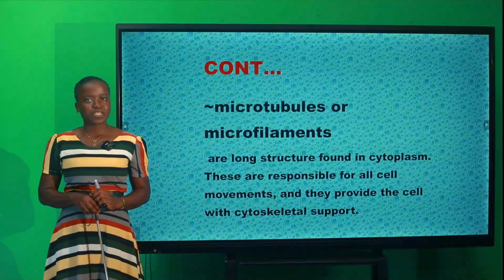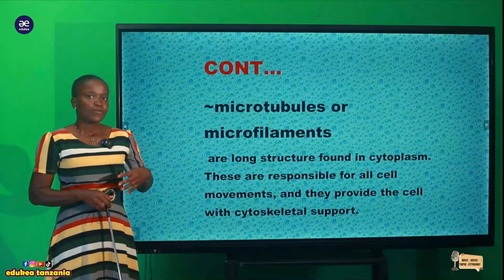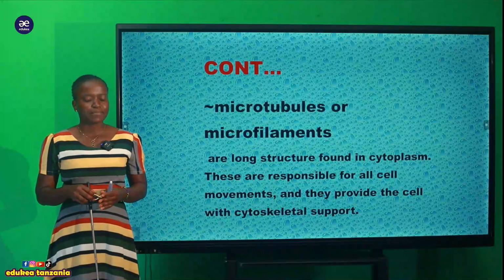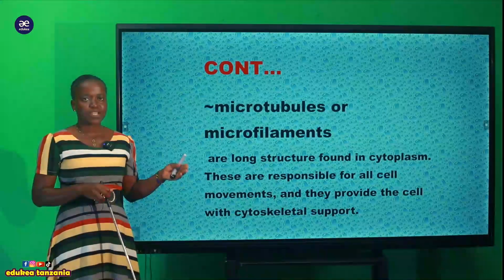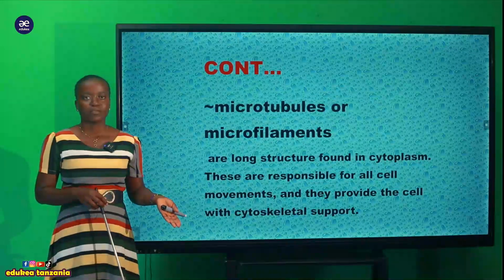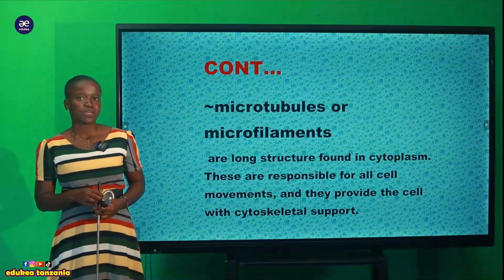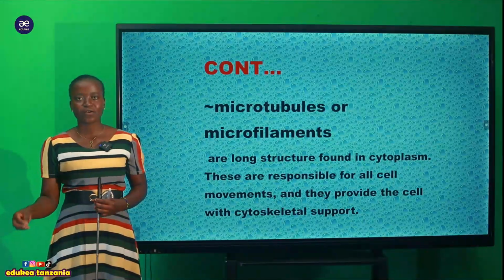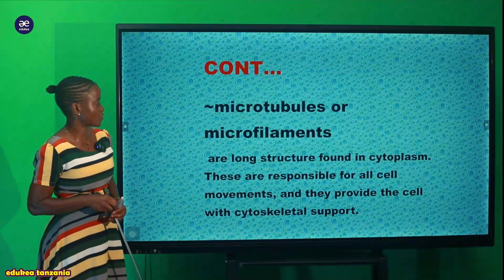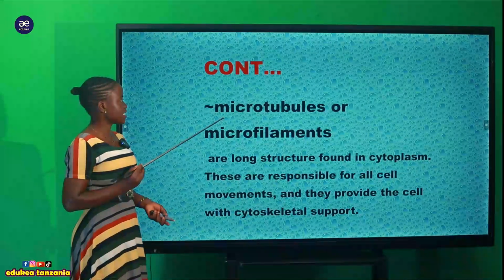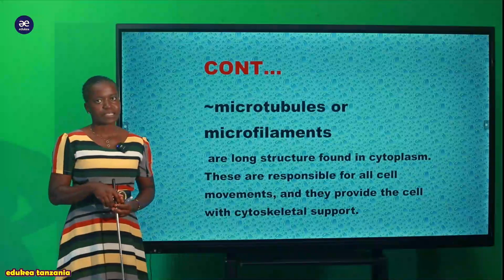Okay, so now let's proceed to look at another structure which is found within the animal cell. In the previous part, we saw the lysosome. We terminated by seeing the function of the lysosome, that it is responsible for breaking down the old cell. So now let's see another structure found within the animal cell, called the microtubules or microfilaments.